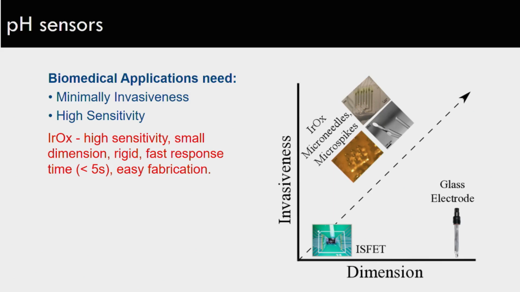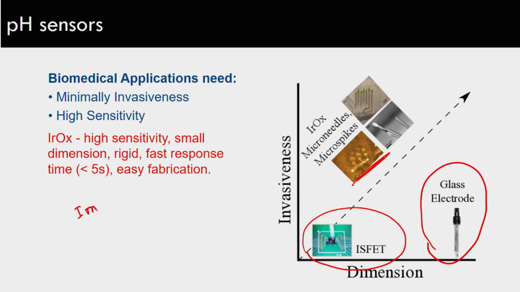In pH sensors, generally the gold standard is the glass electrode. That is the gold standard in pH sensing. And then we can have microspikes or microneedles. Then we have something called ISFET. Does anybody know what is ISFET? Ion sensitive field effect transistors.